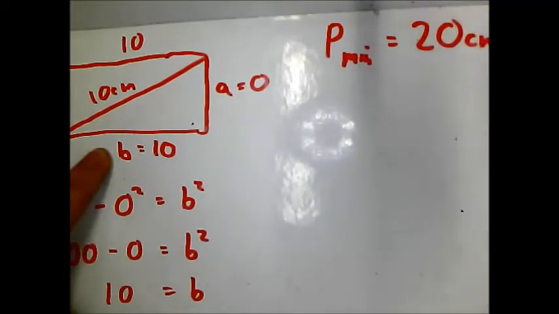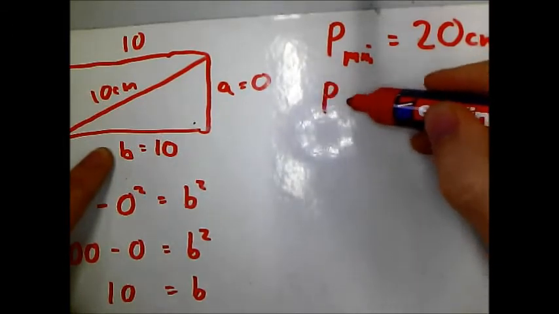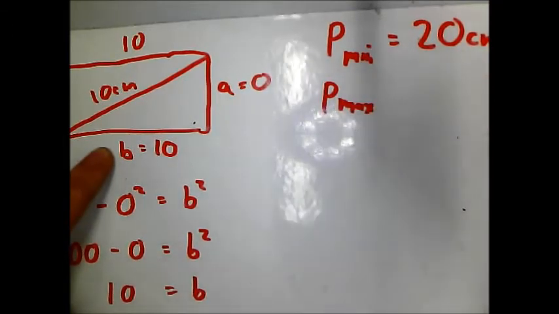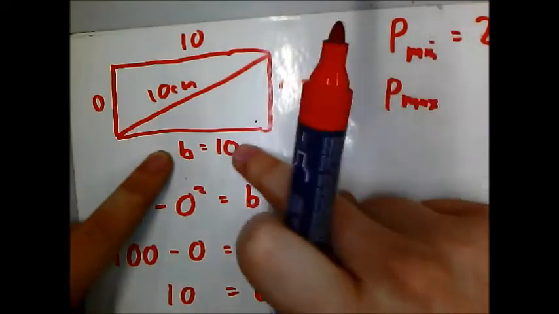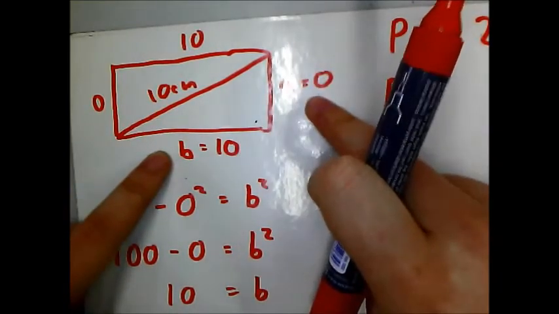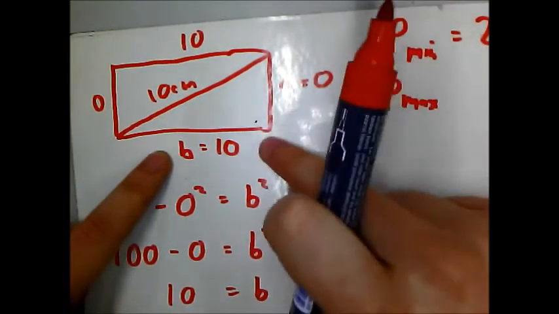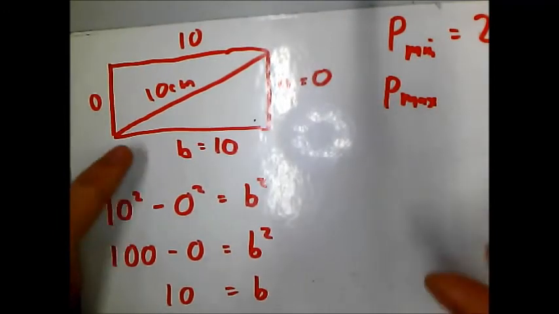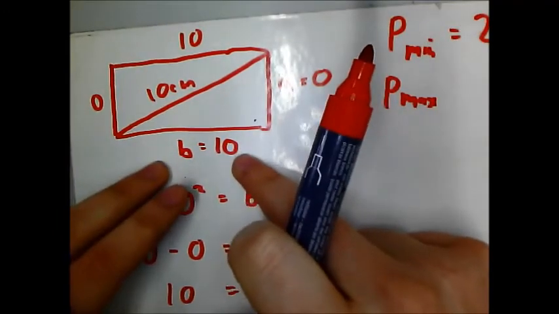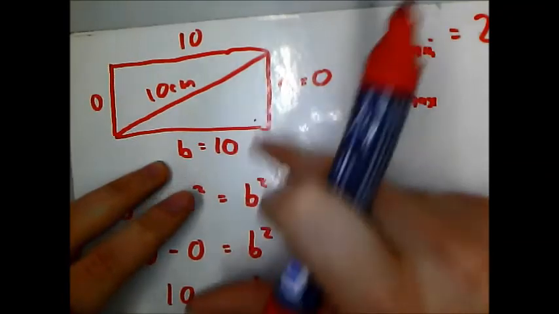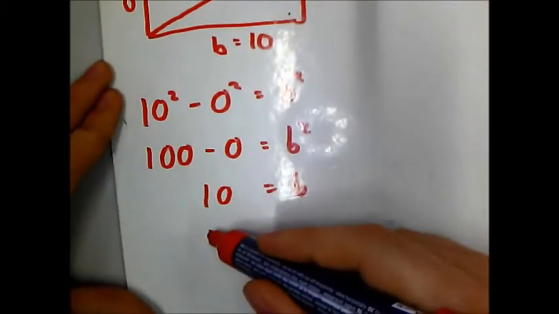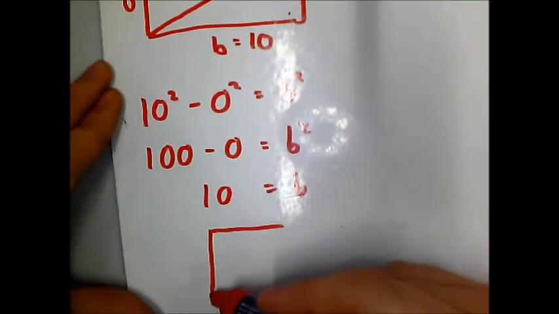Now on to look at perimeter maximum. It might be tempting to make the other side 10 and the other side 0, but then I'll just get the same answer again. So I want to think what's going to be in the middle of this extreme, and that's going to be when it's actually a square. So when it's a square, that's its other extreme value.